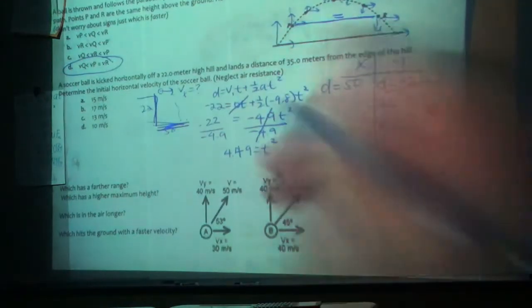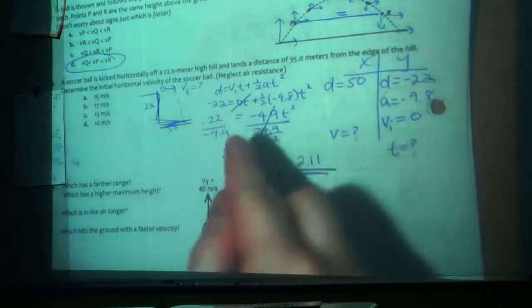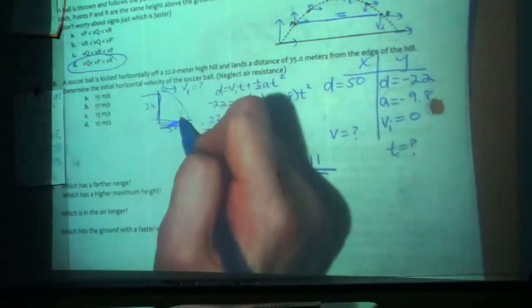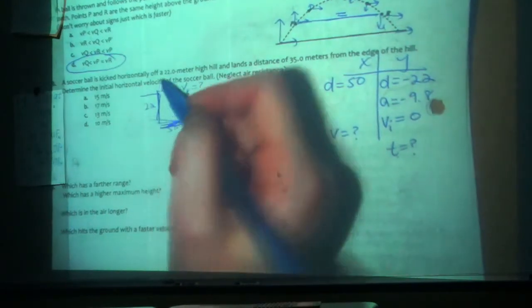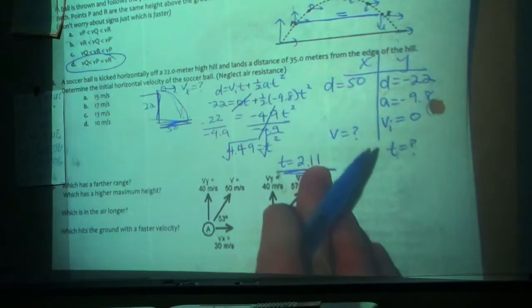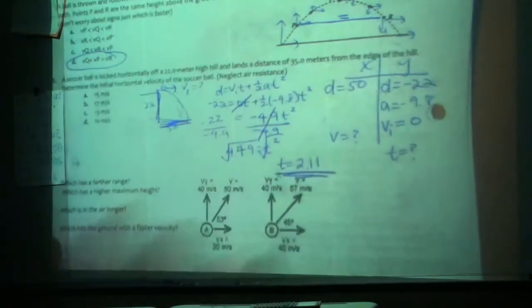I want the time that's in the air, so you take the square root and you get that your time is 2.11 seconds. This is not a t up or a t total, it's just falling down, so it's just the time it takes to fall down. I don't need to worry about doubling it because it's not going up and down, so don't worry about labeling what type of time it is, just the time.